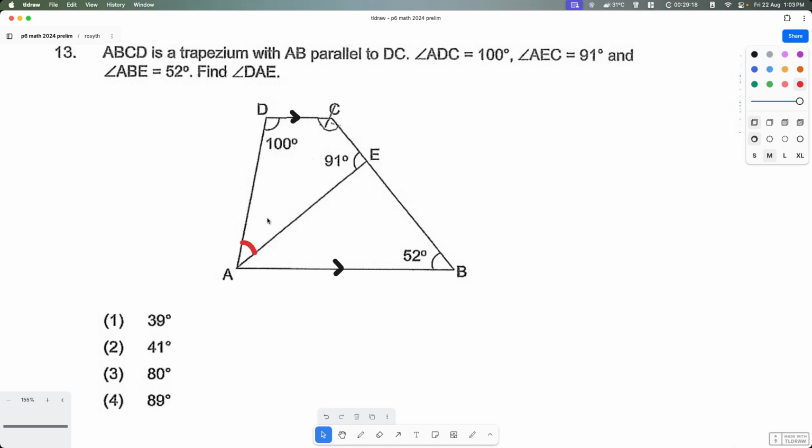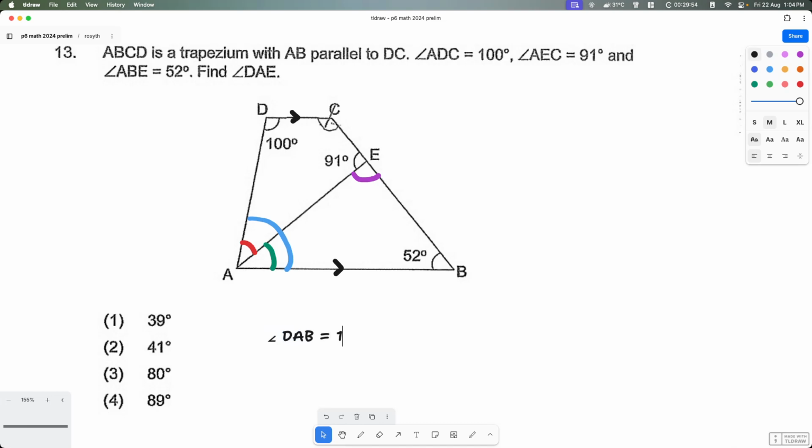What we can do is we need to get this green angle. In order to get this green angle, we need to get this purple angle. Once we get purple, we can get green. Then we need the total, this whole blue angle. So blue angle minus green angle equals red angle. Let's get the blue angle first, which is angle DAB.